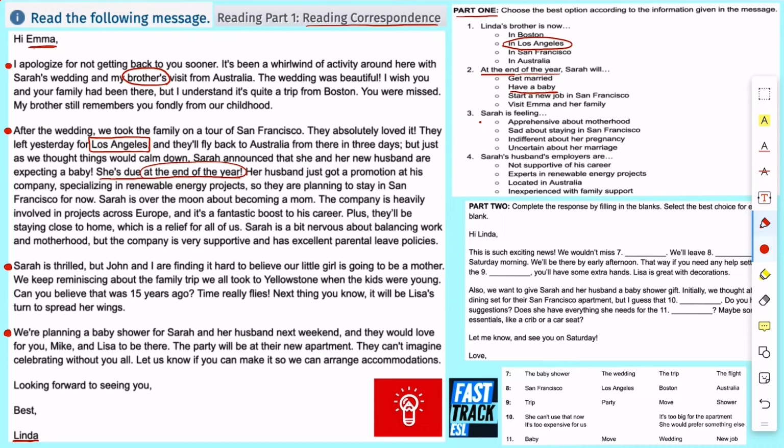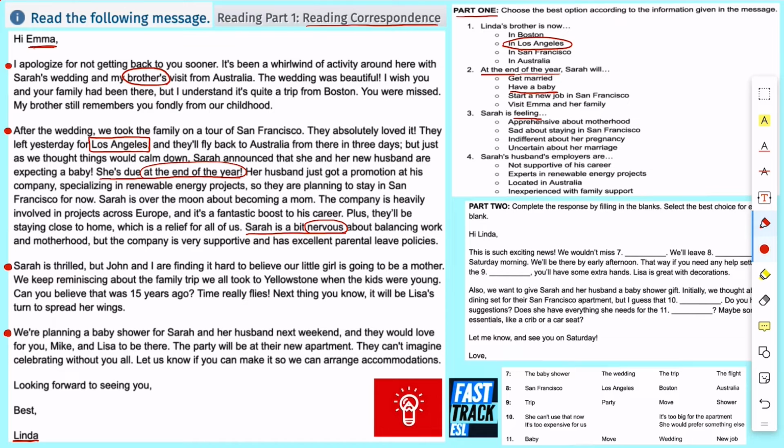Sarah is feeling. So again, the keyword is Sarah, but we want to know how she is feeling. So we want to find any word in the passage that describes a feeling, an emotion, and more specifically describes how Sarah is feeling. In this particular case, if you look at paragraph 2, we have a sentence, the penultimate sentence, that says, Sarah is a bit nervous about balancing work and motherhood, right? So how is she feeling? She's feeling nervous.